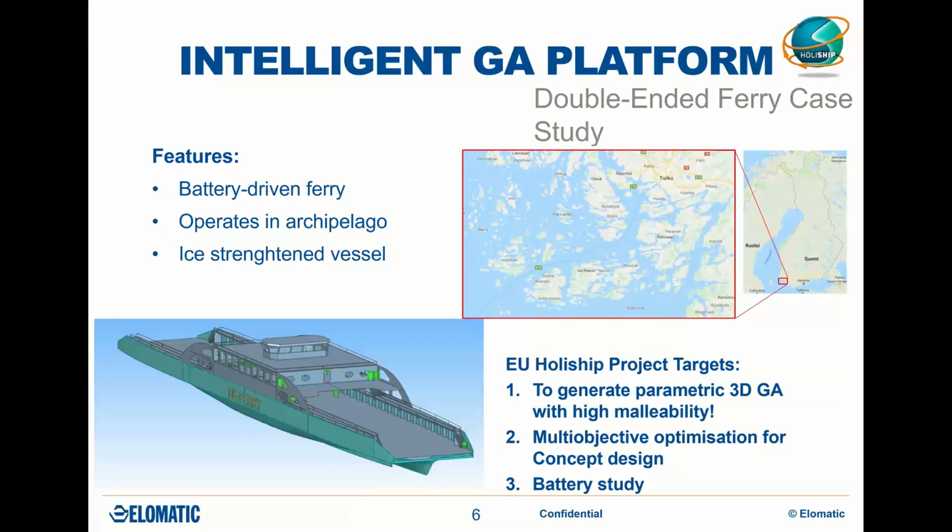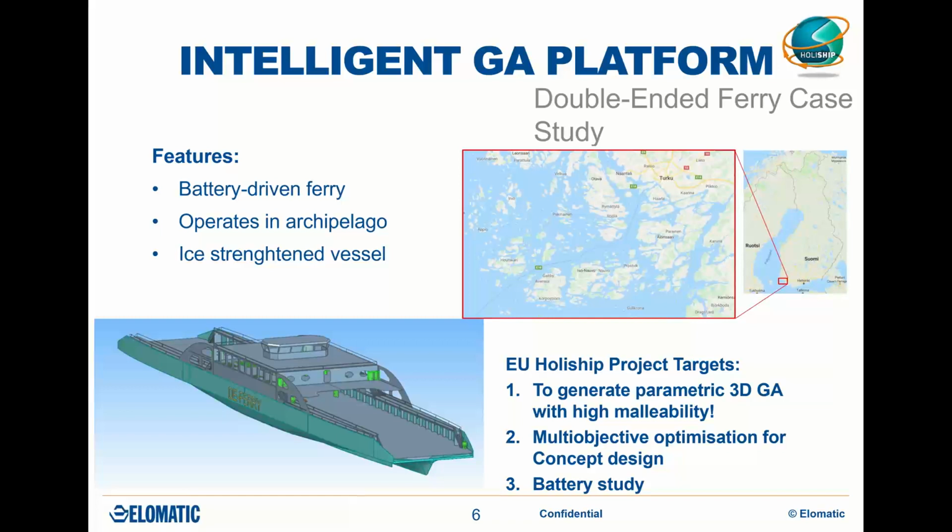What is the double-ended ferry then? It is an environmentally friendly battery-driven vessel that operates in the Finnish archipelago. Finland is basically located in northern Europe, and the operation area of this vessel is in the Baltic Sea region. You can see the archipelago area here in the slide. The double-ended ferry is an ice-strengthened vessel which is capable of operating in icy conditions in winter.